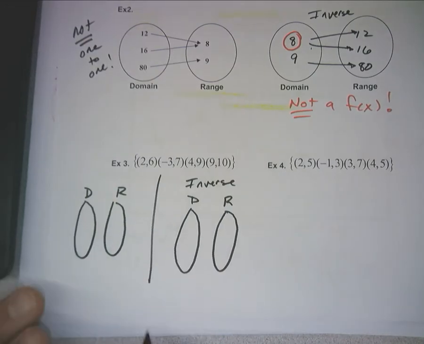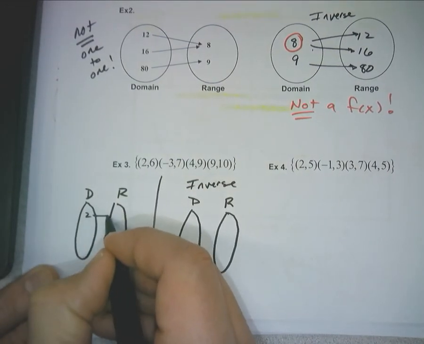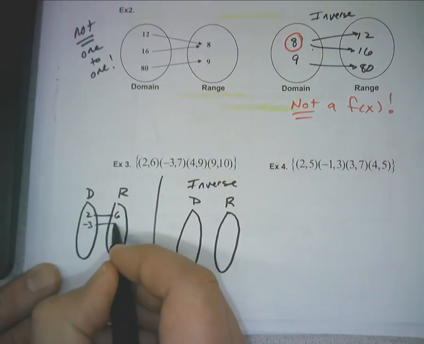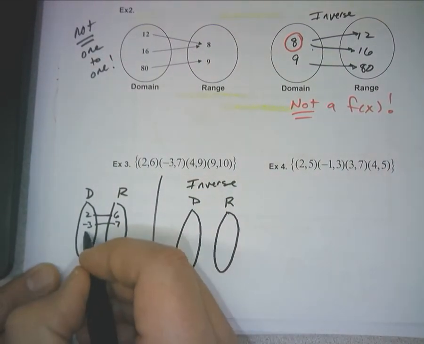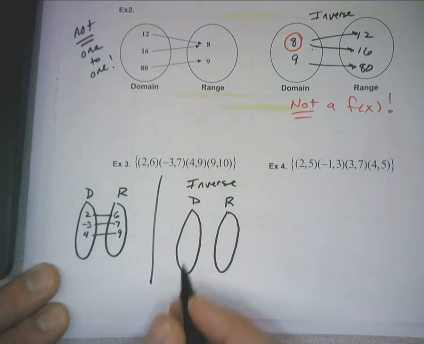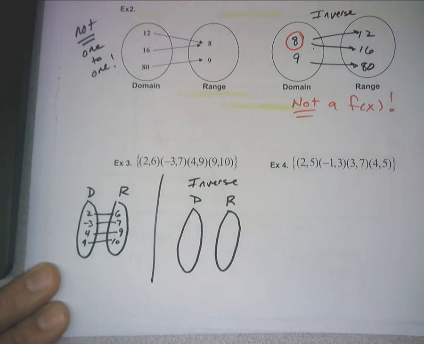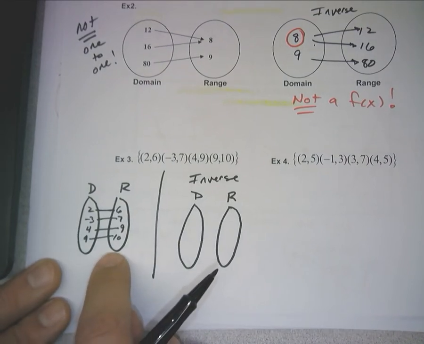All right, so I take a look. 2 goes to 6. -3 goes to 7. 4 goes to 9. 9 comma 10 is 9 goes to 10, like that. Okay. Well, this is 1 to 1, right?